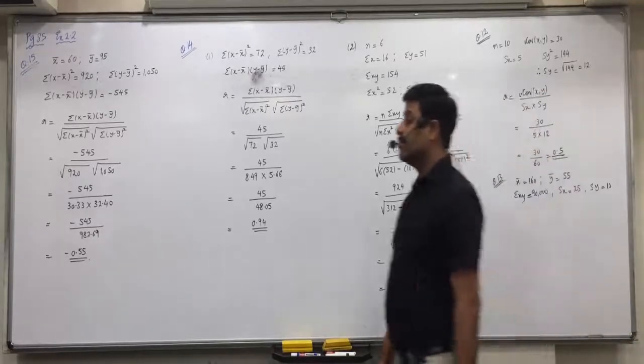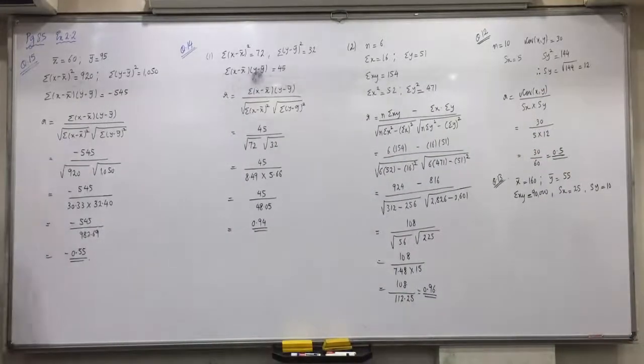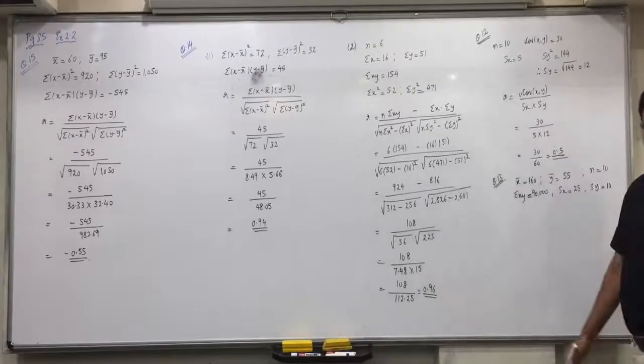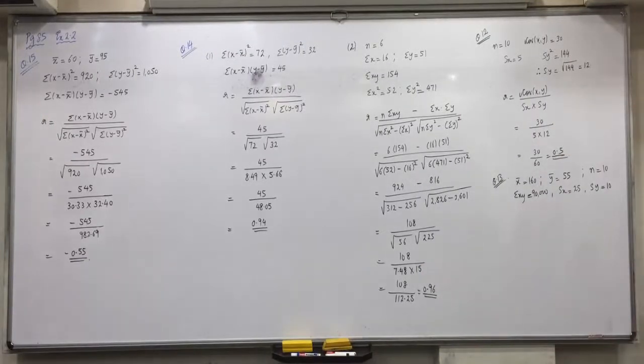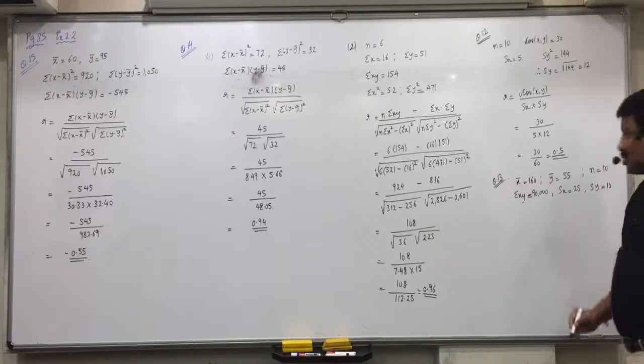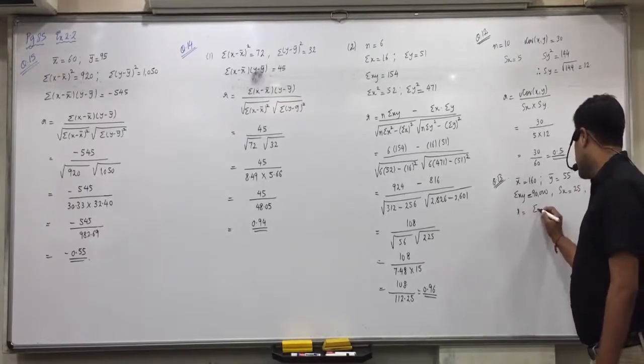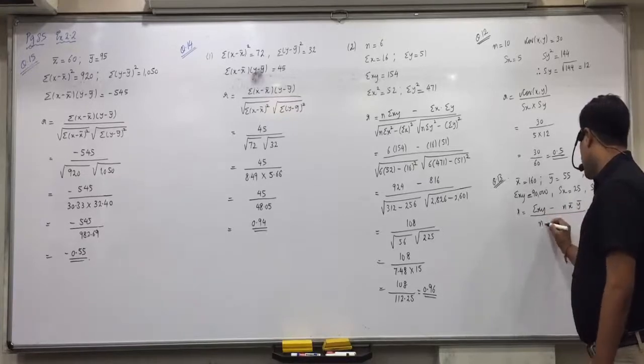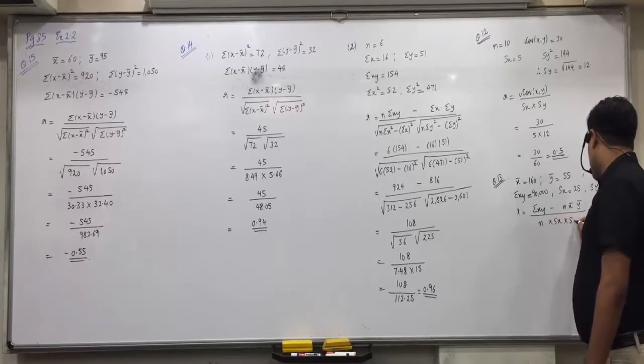Minus n. When they say sample of 10 students, underline that, sample of 10 students means n is 10. So sigma xy minus n into x bar into y bar divided by n into Sx into Sy. Can we use that formula or not? So write it down. Third formula: sigma xy minus n x bar y bar upon n into Sx into Sy.